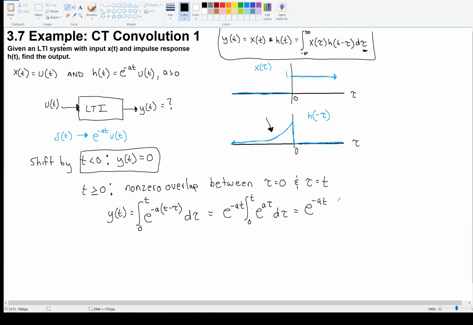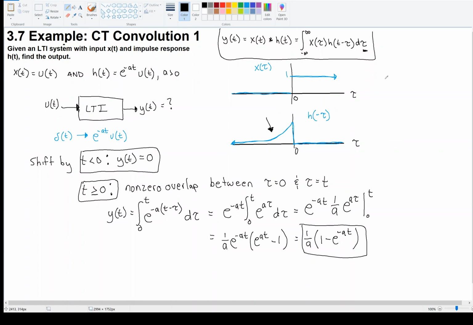This is negative e to the negative at. Then the integral of e to the a tau d tau, there's a 1 over a that comes out. E to the a tau integrated from 0 to t. So I plug in t for tau, and I get 1 over a e to the negative at times e to the at, right? That's what I get when I plug in t. And then when I plug in 0, e to the 0 is 1. Okay, now if I distribute e to the negative at in, I get 1 over a, and I get 1 minus e to the negative at. That's the other part of our answer. So for this range of t, this is our answer.